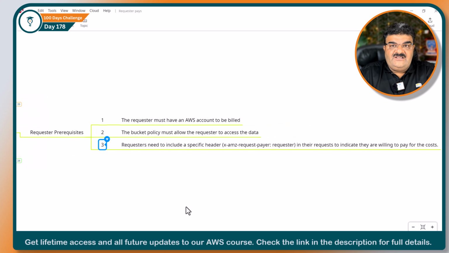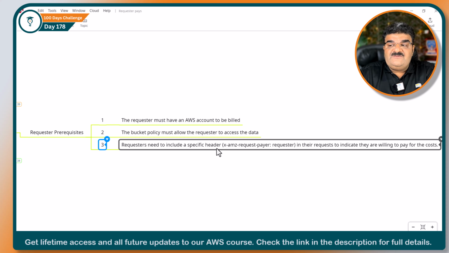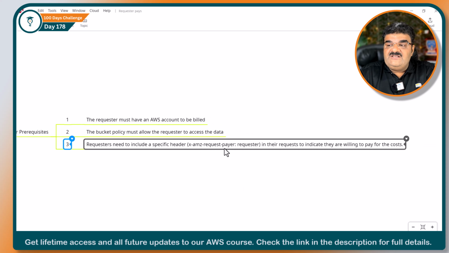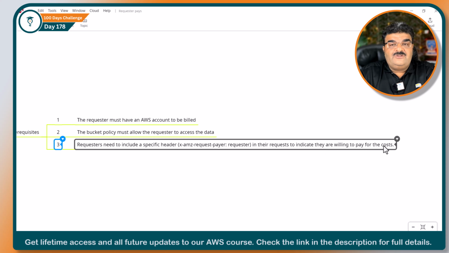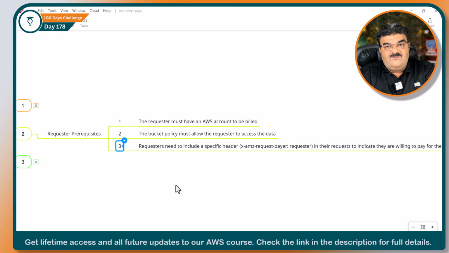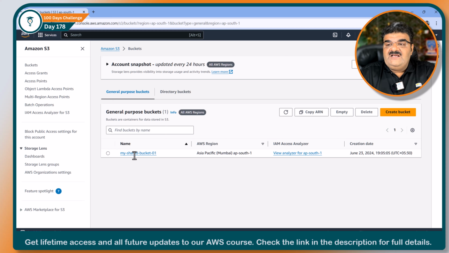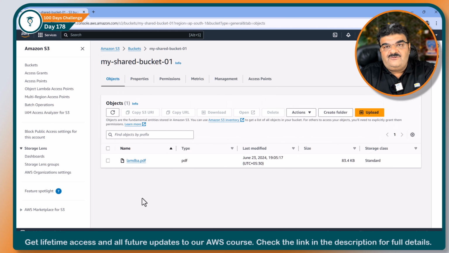And the last thing is that the requester needs to include a specific header, x-amz-request-payer: requester, in their request to indicate that they are willing to pay for the cost. Now see, this is the most important part of the whole process. Let's say that I have my data and I just enable the requester pays option for this bucket. Now you have your valid AWS account and you are downloading an object from this particular bucket.